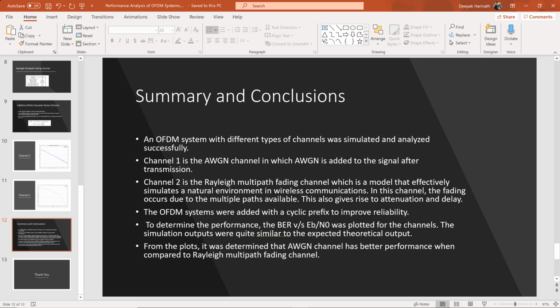The OFDM systems were added with a cyclic prefix to improve reliability, and in order to determine the performance, the BER versus Eb by N0 values were plotted for the channels. The simulation outputs were quite similar to the expected theoretical outputs, and from the plots it was determined that the additive white Gaussian noise channel has better performance when compared to the Rayleigh multipath fading channel.